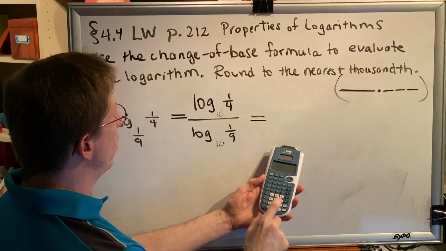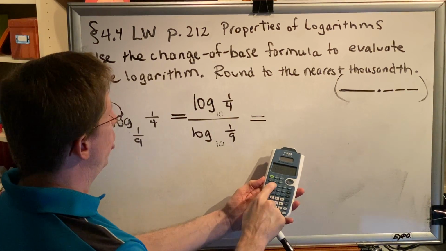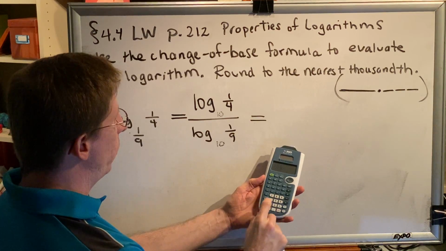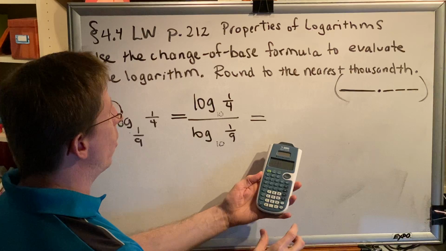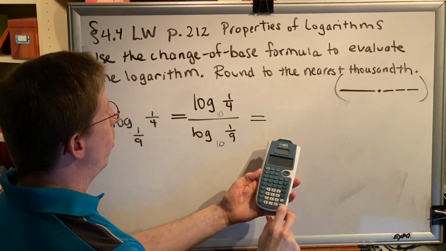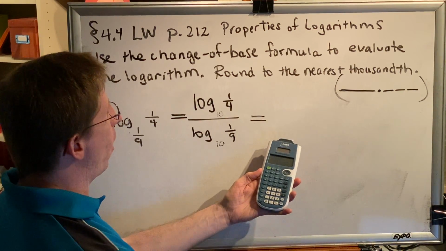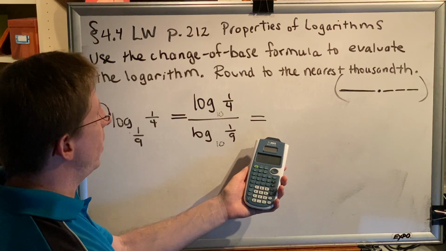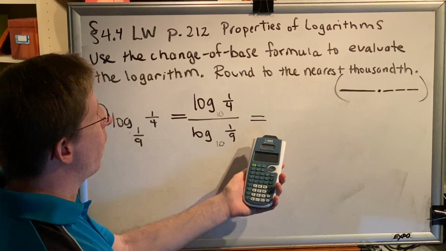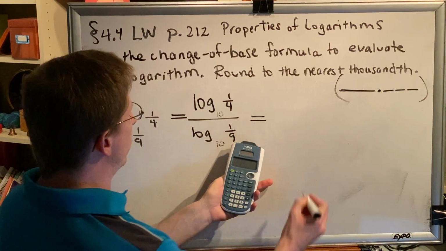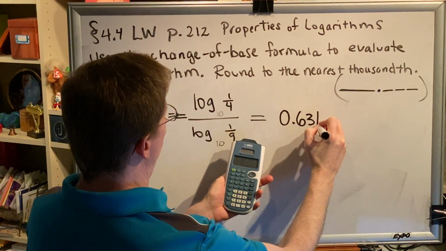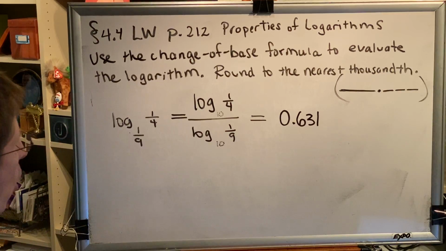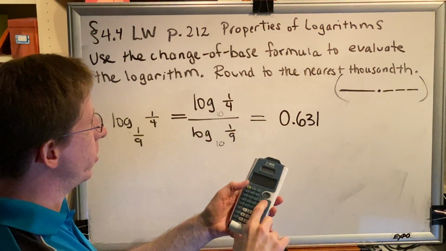So I'll hit the log button. It gives me parentheses. The fraction button, n over d. Enter my fraction, 1/9. Right arrow to get outside of the denominator. Parenthesis to close it, and enter. 0.630929754. Round that to the nearest thousandth, and we're going to get 0.631.